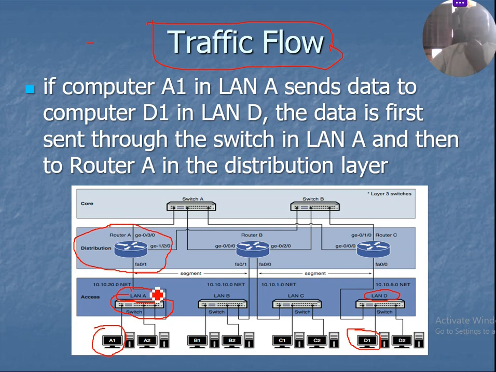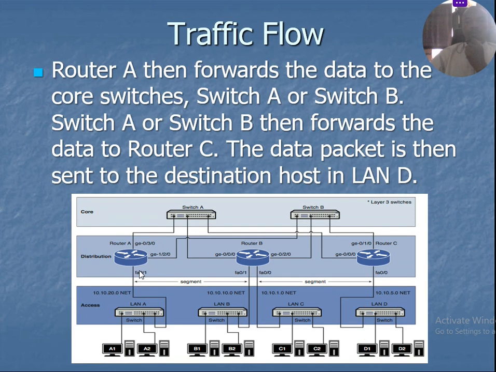This router A is in the distribution layer. Where is this router A? In the distribution layer. The switch is in the access layer. So from the computer in the access layer, from your computer or your networking device, to the switch, then from the switch to the router in the distribution layer. Then from the distribution layer, what will happen?